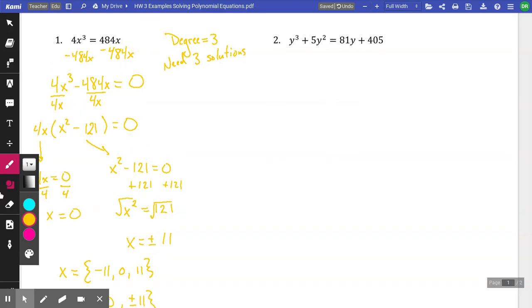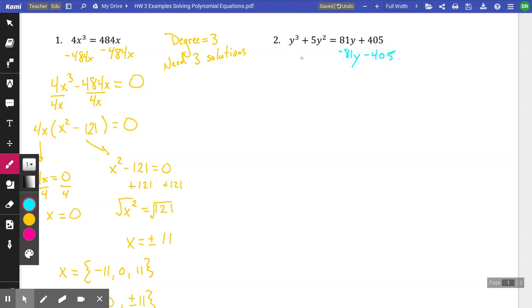And same goes for number 2. So looking at this one, y to the third plus 5y squared equals 81y plus 405. The same issue as number 1. It does not equal 0. We fix that. This is a positive 81y, so I subtract to cancel. This is a positive 405, so I subtract to cancel.